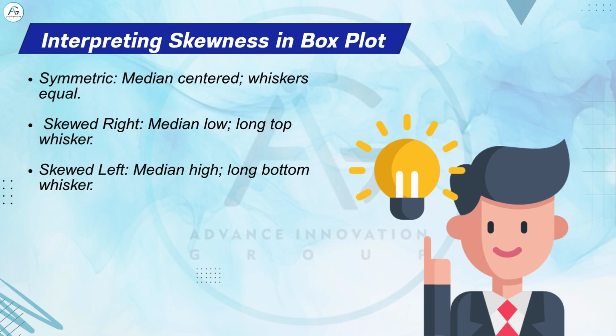On the other hand, if the data is skewed to the left, or negatively skewed, the median shifts upward, closer to the top of the box, and the lower whisker is longer. This suggests more large values with a few small ones pulling the tail to the left. Recognizing skewness in a box plot helps us understand whether the data is balanced or biased toward one end, which is key in selecting the right statistical methods and interpreting results accurately.